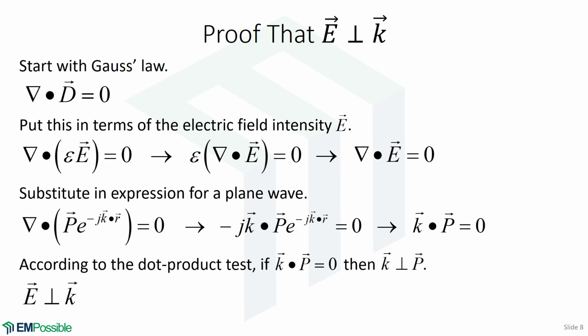Let's remember what we know about dot products. This is actually a test many times: if the dot product between two vectors is 0, that means they have to be perpendicular to each other. Our Gauss's law has told us that k has to be perpendicular to the polarization vector. Our polarization vector is the electric field, thus we conclude that the electric field is perpendicular to the direction of the wave.